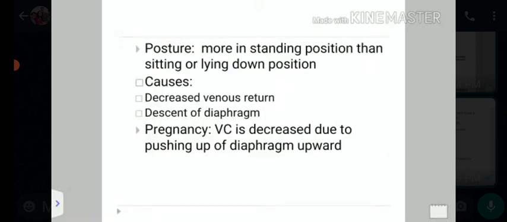Another factor is posture. Vital capacity is more in the standing position than in lying down position, because in standing position the diaphragm descends down, which increases the size of thoracic cavity. Also, there is decrease in the venous return, and therefore pulmonary blood flow also decreases. Another physiological factor is pregnancy. Vital capacity is reduced due to pushing up of the diaphragm and reduced capacity of thoracic cavity.